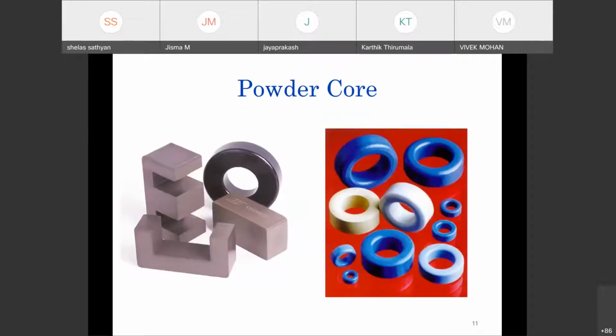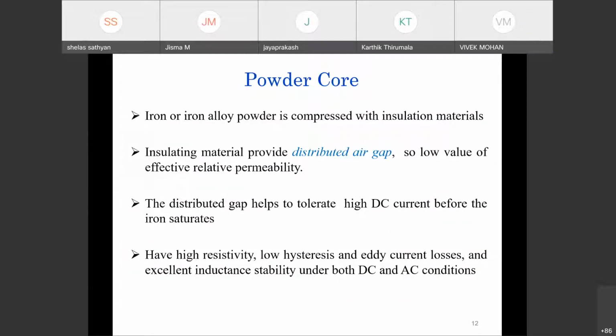So another famous or widely used core is the powder core. Powder core is basically available in toroidal shape and also in doubling shape. Powder cores are basically made up of iron alloys, the powders of iron alloys, which are compressed together. While compressing, we put insulating materials in between the powders. The powders as well as the insulating materials are compressed together to make the powder core.